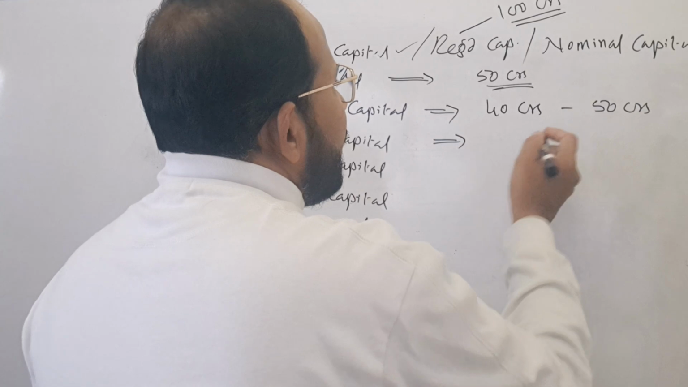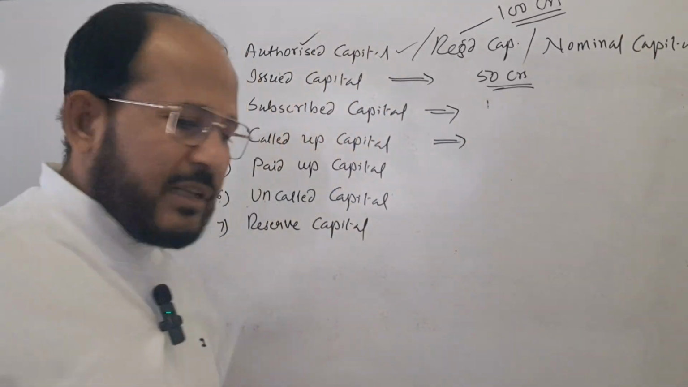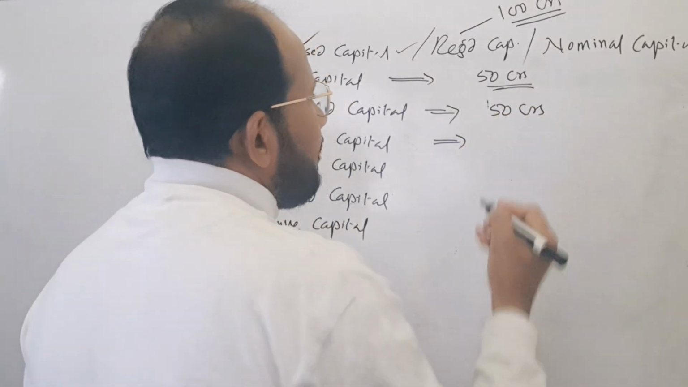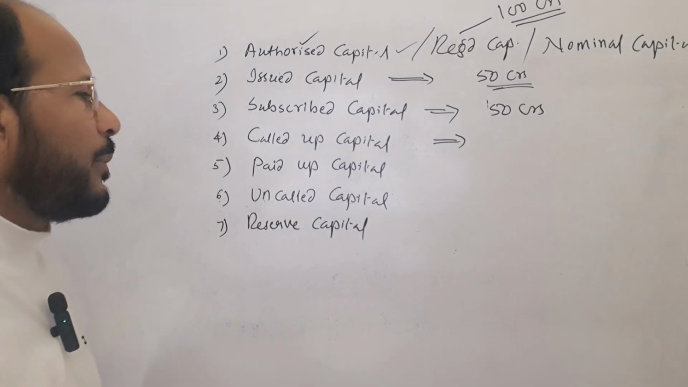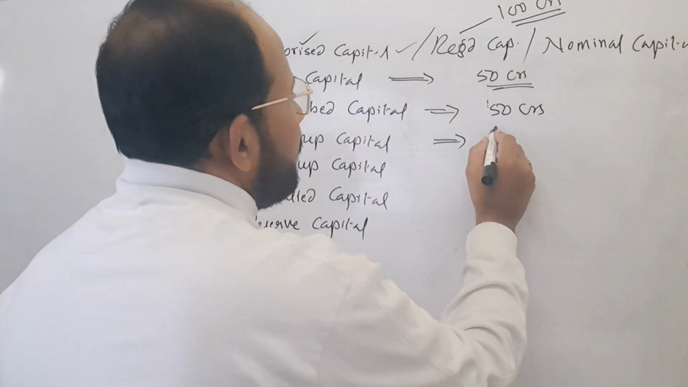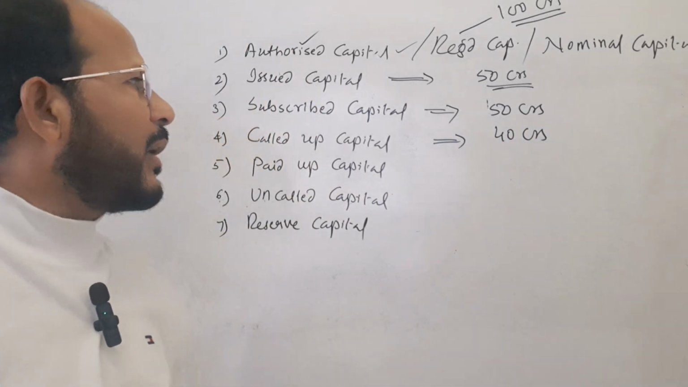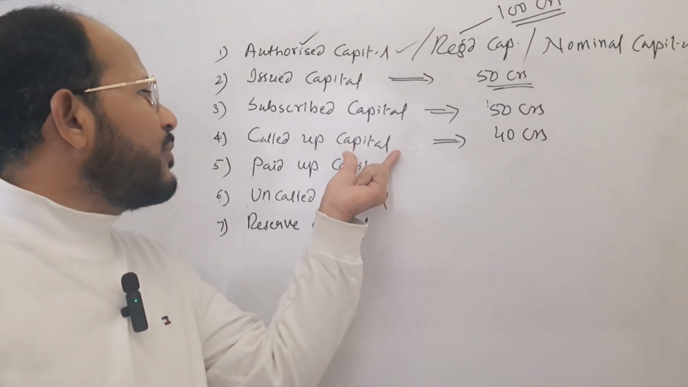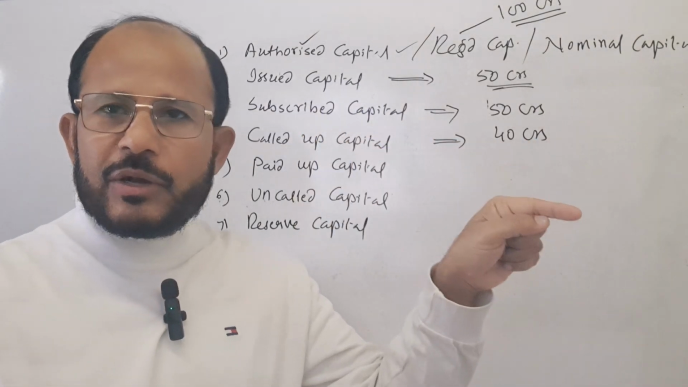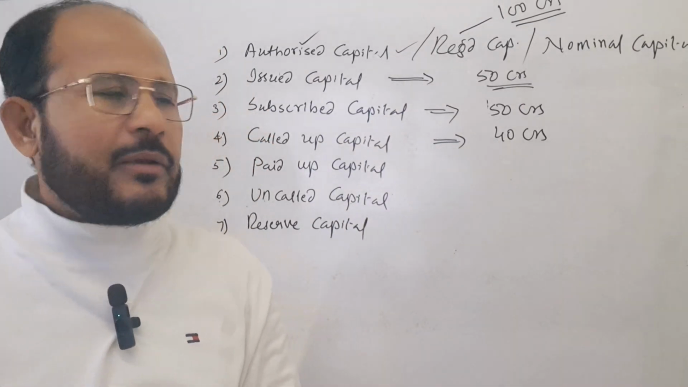That is why whatever the amount is called up, that is called as called up capital. Assume out of 50 crores, here I am going to take 50 crores as the subscribed capital. Assume that all the shares were subscribed by the public. Now the company wants to collect 40 crores. That is why, when the company asks the shareholders to pay the amount, that amount is called as called up capital.